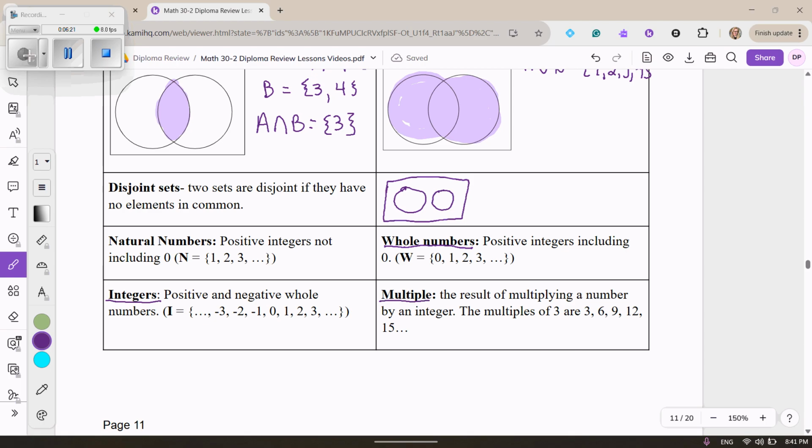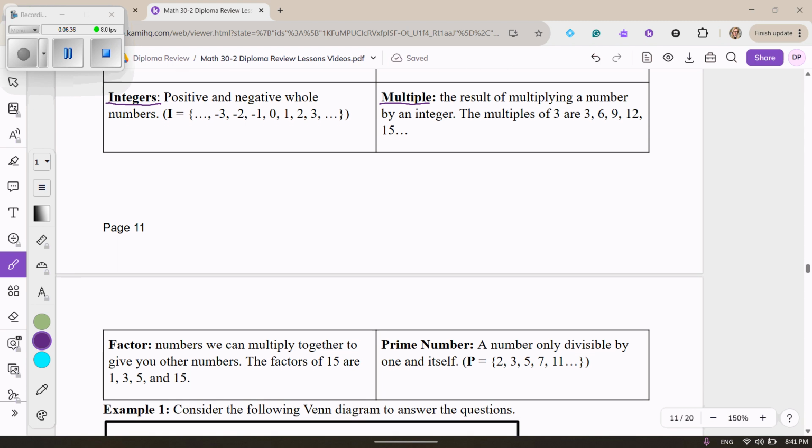Multiples are the result of multiplying a number by an integer. For example, the multiples of 3: 3, 6, 9, 12, 15. So you can think of it as skip counting by the number that you're looking for. Okay, on the next page, we have two more.